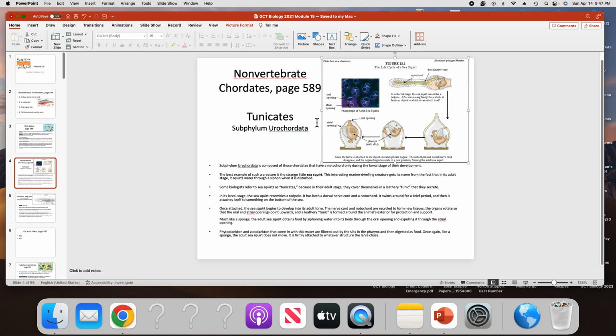Phytoplankton and zooplankton that come in with this water are filtered out by the slits in the pharynx, you can see here, and then digested as food. Once again, like a sponge, the adult sea squirt does not move. It's sessile. It's attached to whatever structure the larva chose.